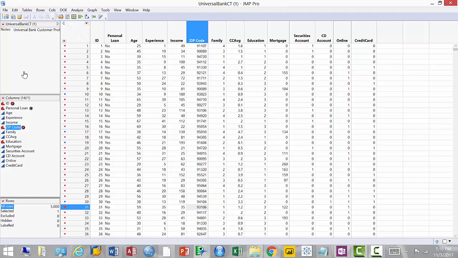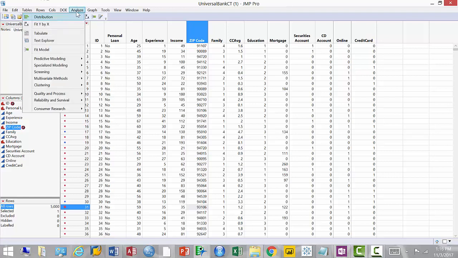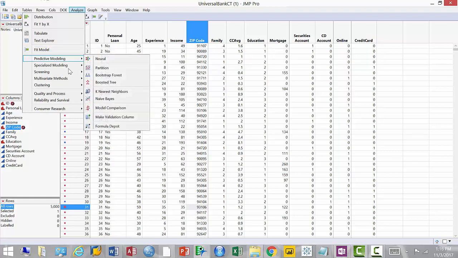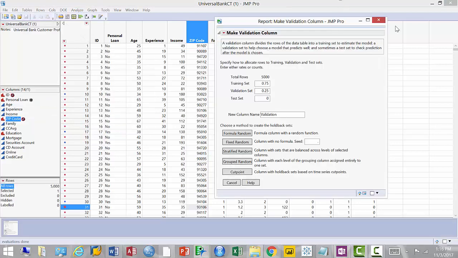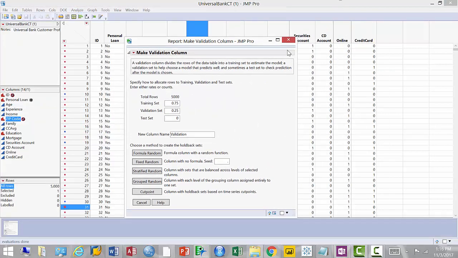We didn't break it into the validation set and training set. Now let's do that, okay? So let's go to the Analyze menu, say Predictive Modeling. How did we make the validation column? Click on this option, Make Validation Column. Well, let's split it 60-40, right? So 60% of my set, 0.6, I'm going to use for the training purposes of this model. And the rest, 40%, I'm going to use for the validation, okay?